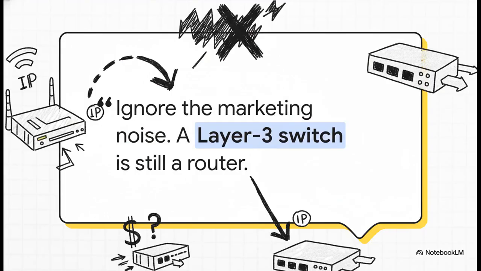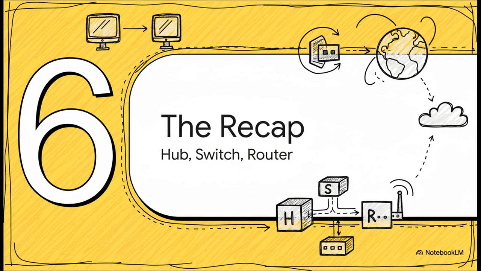But really, let's just cut through the jargon. At the end of the day, if a device is making decisions based on layer 3 information, like an IP address, it is performing the function of a router, plain and simple. The term layer 3 switch was honestly a brilliant marketing move to make routing sound as fast and cheap as switching.